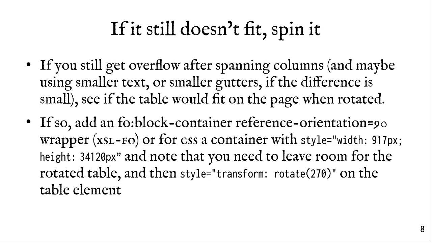For CSS it's a bit harder. You add a container with style equals width and height, whatever it should be, from formatting it in the right direction. But when you rotate it, it becomes kind of floated, so you need to leave room for the rotated table. That's what that container is doing. And then on the actual table itself, you do style equals transform rotate 270 or rotate 90 as you wish. Now this only works if the table fits in on the page.